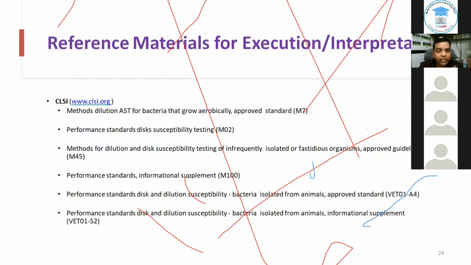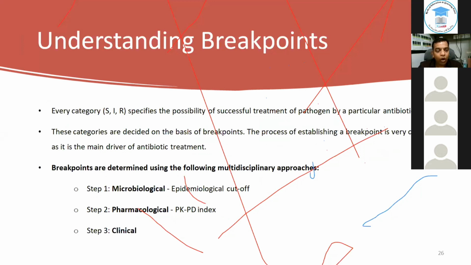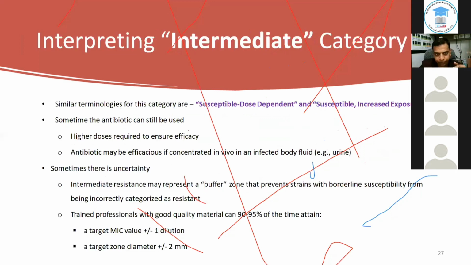In the CLSI guidelines, we have different documents like M7, M02, M100. For example, M7 is the guideline for aerobic bacteria, and M02 is for disk diffusion. Similarly, there are many documents within the CLSI guidelines for interpretation of these tests. Now, how are the breakpoints obtained? It is done in three steps. One, we obtain the epidemiological cutoff, that is ECOF or ECV. Then we apply pharmacokinetics and pharmacodynamics to the ECV, and thirdly, based on clinical considerations, we obtain the breakpoints.